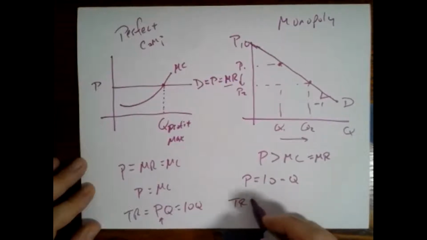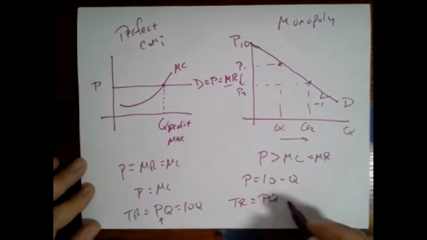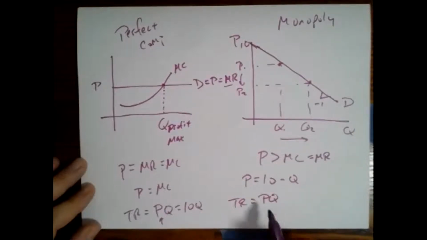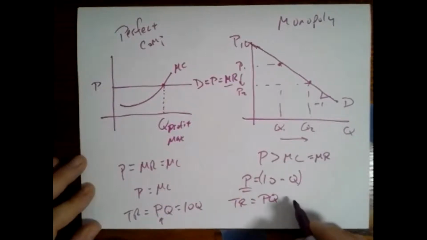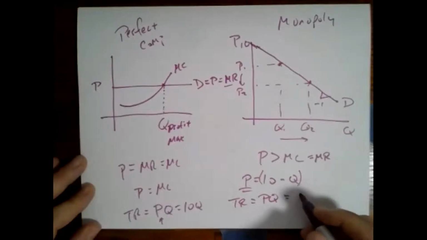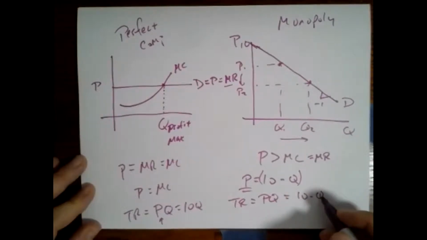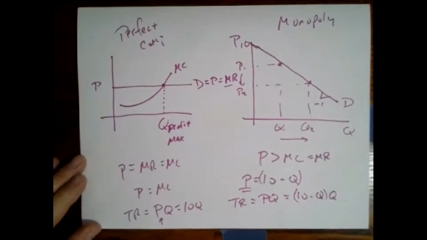So total revenue is still P times Q, right? Except that P is not a constant number. P is actually this, so P times Q is actually 10 minus Q in this case, times Q.